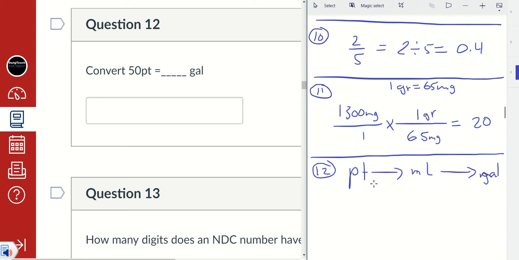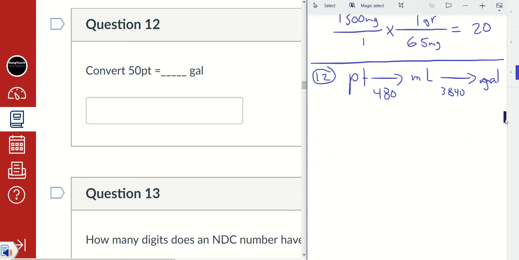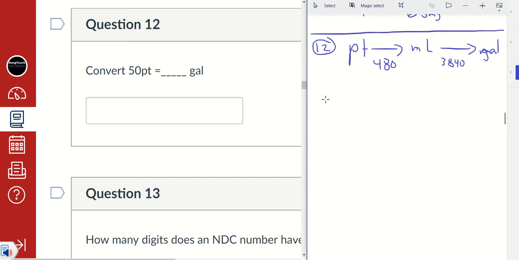So 1 pint is 480, right? And then a gallon is 3840. So our job is to figure out, do we multiply or do we divide? So we'll start at the same, 50 pints. This first conversion, what do we want at the bottom? Pint. How many? No, 1 pint is 480 mL.